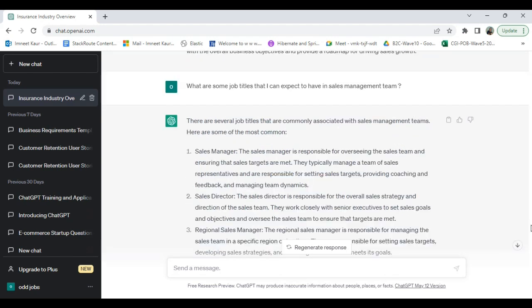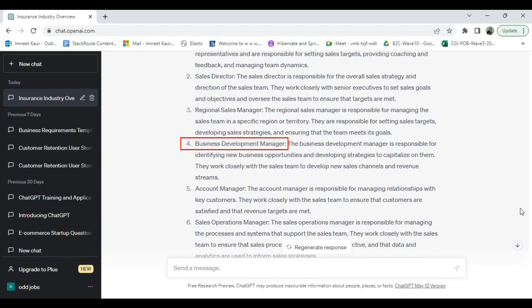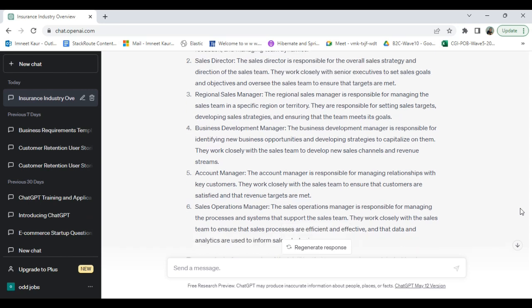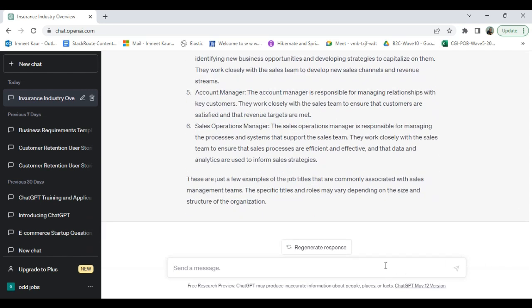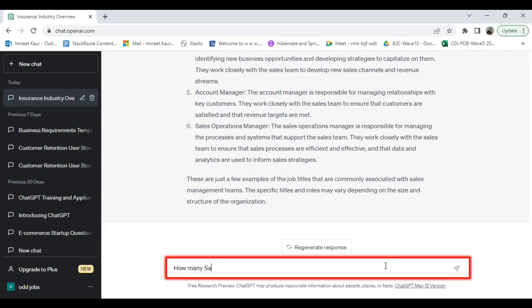So it has generated the answers with the job titles like sales manager, sales director, regional sales manager, business development manager, account manager, and sales operations manager. So now let us see if it knows about the number of sales directors for the company P&G. So let's ask, how many sales directors work at P&G?